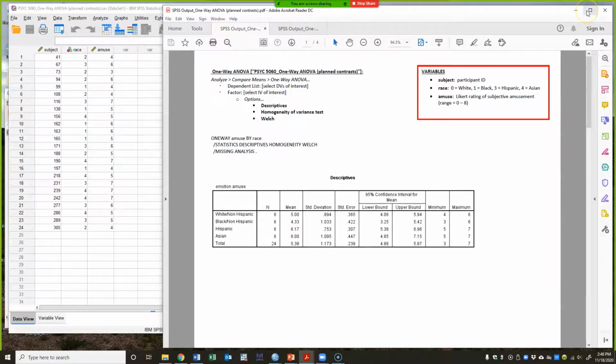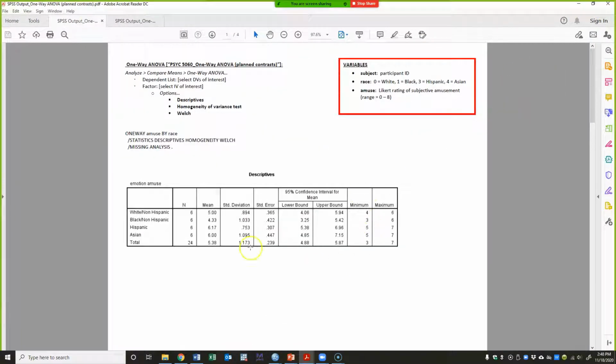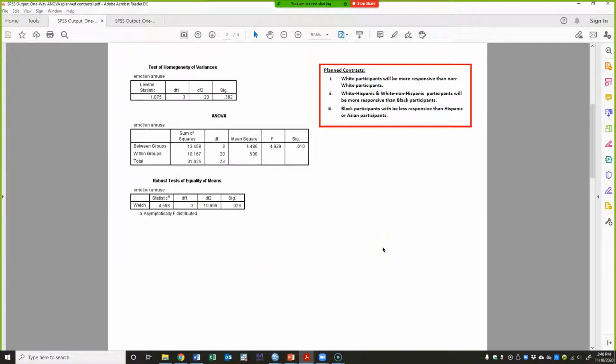So for the purposes of our planned contrasts, we're going to pretend that on the front end, based on theoretical and practical considerations, I came up with 3 planned contrasts. Okay, I've got 4 groups, right? So the number of possible pairwise comparisons I have: 1 versus 2, 1 versus 3, 1 versus 4, 2 versus 3, 2 versus 4, and 3 versus 4. So I've got 6 possible pairwise comparisons I can make.